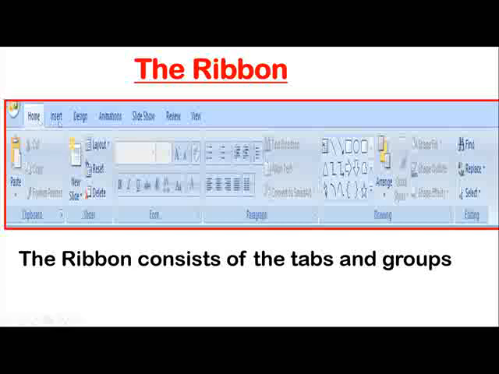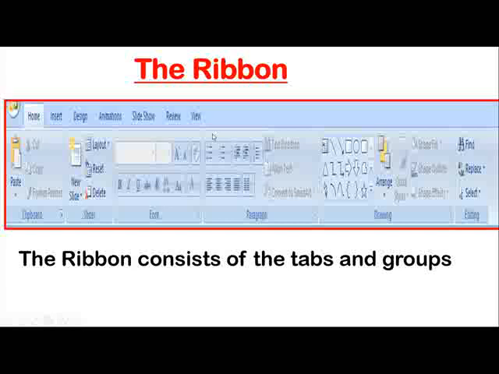Here, home, insert, design, animations, slideshow, review, view, all these are called tabs. Under each tab, we can see a set of groups. See, under home tab, we can see clipboard, slides, font, paragraph, drawing, editing, etc. These are the different groups available under home tab. Under insert tab also, we have another set of groups. Design tab also contains another set of groups.